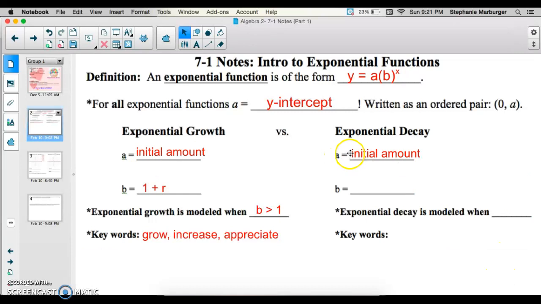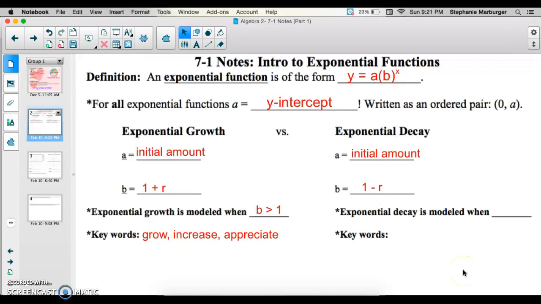Okay, so that's common between exponential growth and decay. You'll notice that the b value of exponential decay is different. So it is 1 minus r. So decay, meaning it's decreasing. So it kind of makes sense where exponential growth is greater than 1, it's 1 plus r, the decay is going to be 1 minus r.